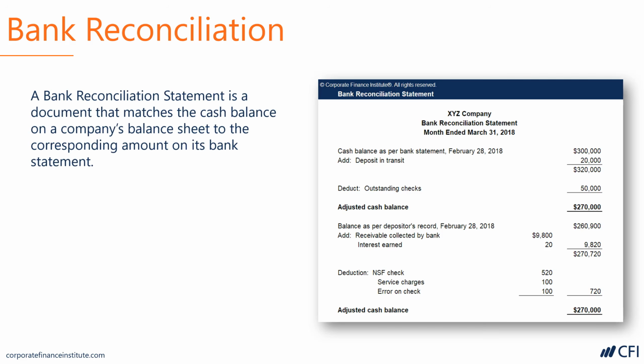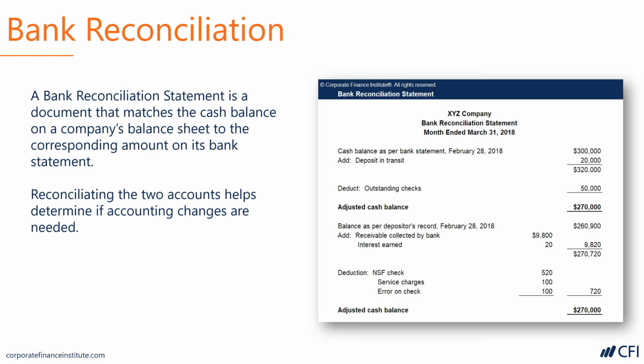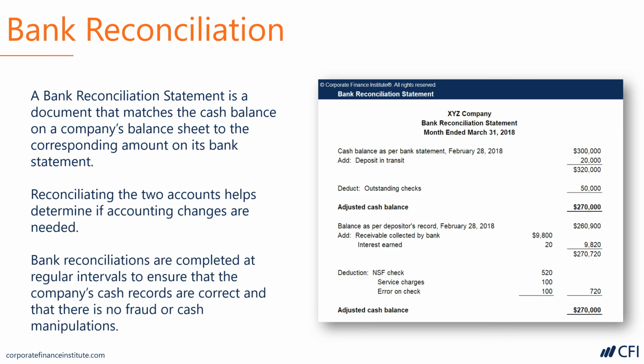A bank reconciliation statement is a document that matches the cash balance on a company's balance sheet to the corresponding amount on its bank statement. The reconciliation process will help determine if there are any underlying issues. They're often used to ensure that there's no fraud or account errors or manipulation going on at a company.